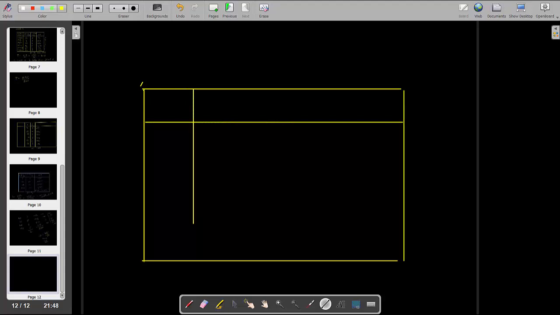Okay, I'm solving question number 12. Let me first make the table, and after that I will... okay, this is question number 12. This is the last question for this chapter.